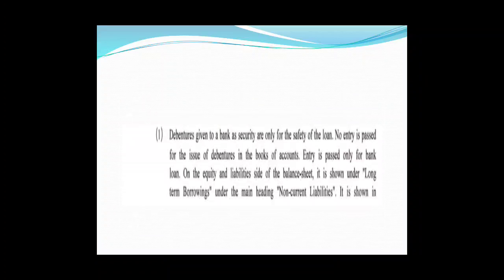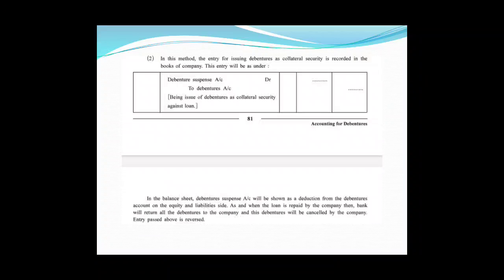Secondly, the second type, when an entry is passed for debentures, in that case two entries are passed. One entry is passed for the bank loan, as usual bank account debit to bank loan account, and the second entry is passed for the debentures, which is debenture suspense account debit to debentures account. Here in the balance sheet, debenture suspense account will be shown as a deduction from the debentures account on the equity and liabilities side.